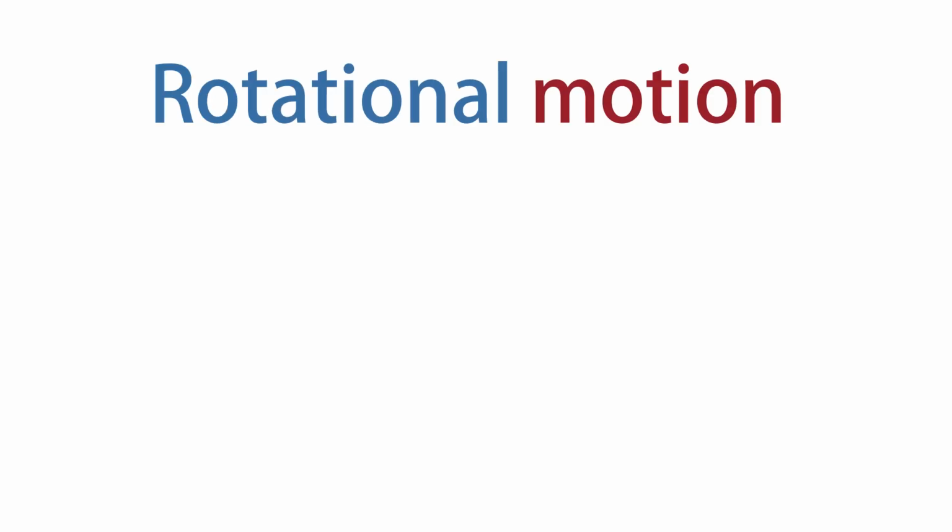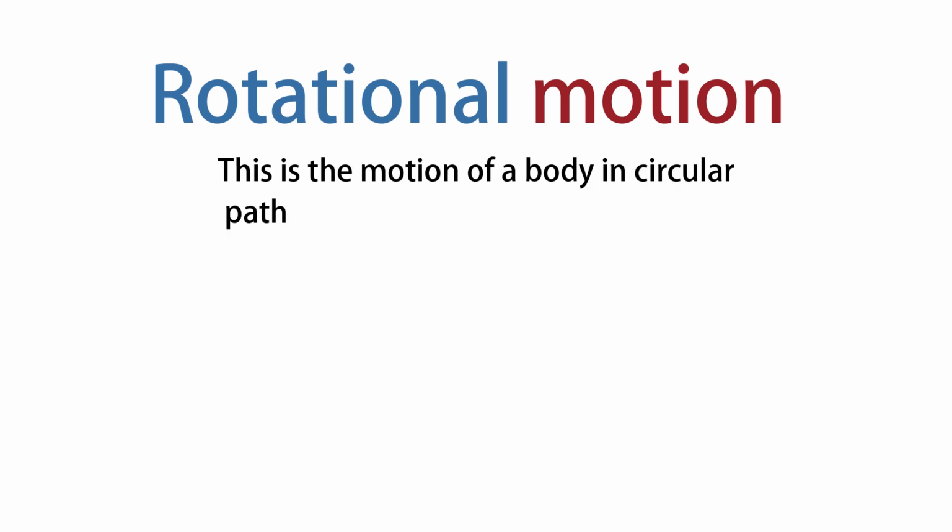The second type of motion is rotational motion. This is the motion of a body in a circular path about an axis fixed in the body. So now what does it mean that there is an axis that is fixed in the body?